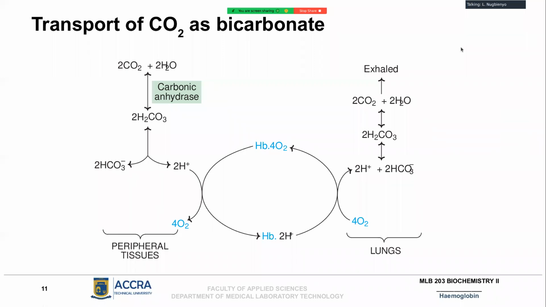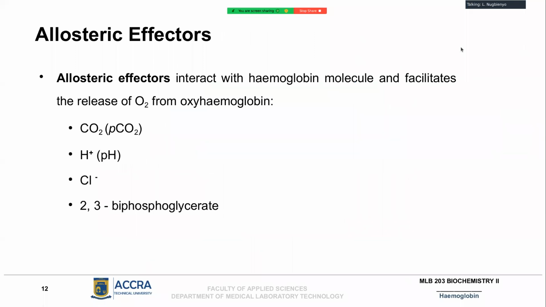So we continue. As I mentioned earlier, we have what are referred to as the allosteric effectors. These interact with the hemoglobin molecule to facilitate the release of oxygen from the oxyhemoglobin in the tissues. We have 1, 2, 3, 4 of them. The first are carbon dioxide, the protons, and chloride ions. Of course, we have seen the carbon dioxide and the proton already in action.